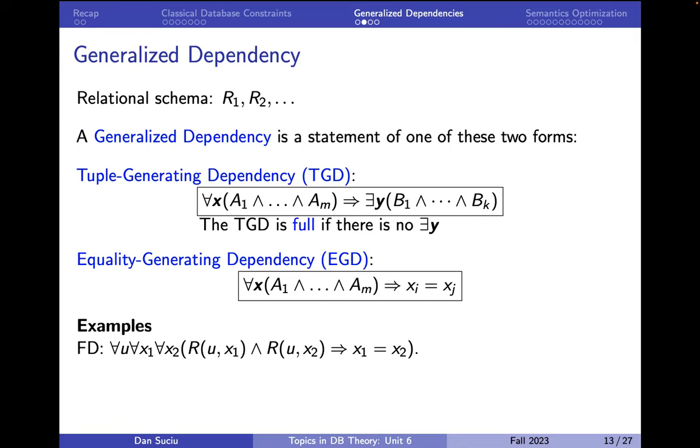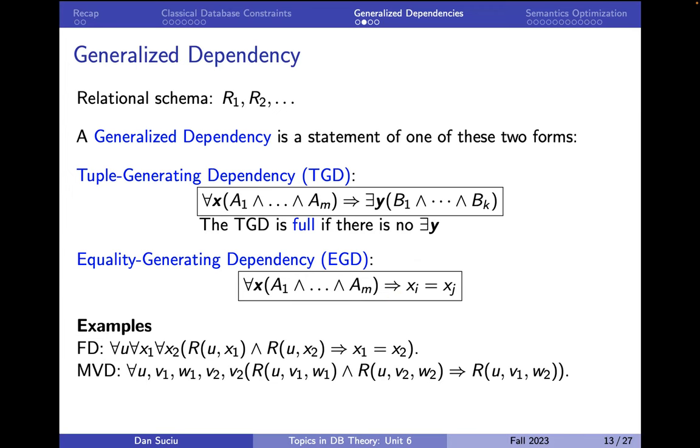Let's see examples. A functional dependency is what kind of generalized dependency? I wrote here a functional dependency. It's essentially a key constraint. It says that U is a key in R. But obviously, it's an EGD, right? It's an EGD. What about a multivalued dependency? How would you call this now in a professional way? What kind of dependency is this? TGD. It's a TGD. What kind of TGD? It's a full TGD, no existential quantifier.